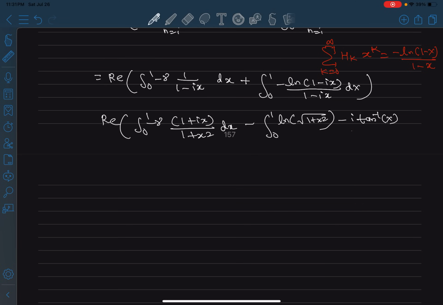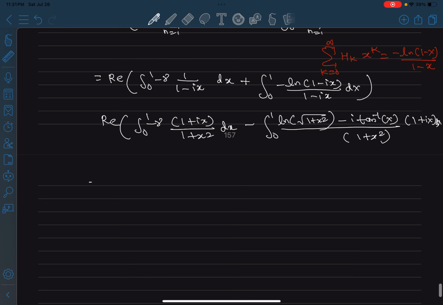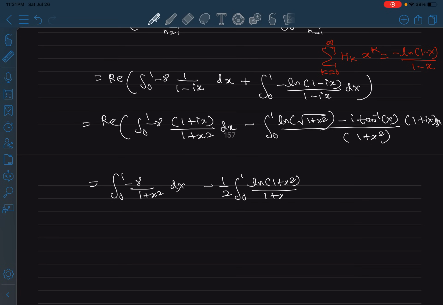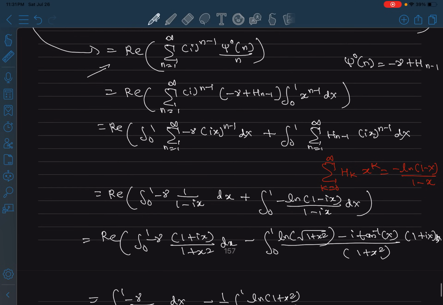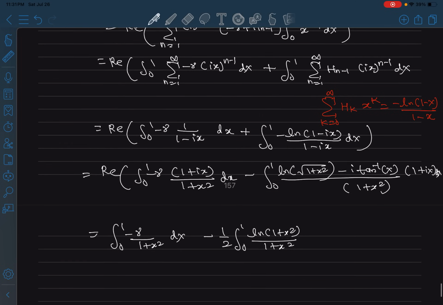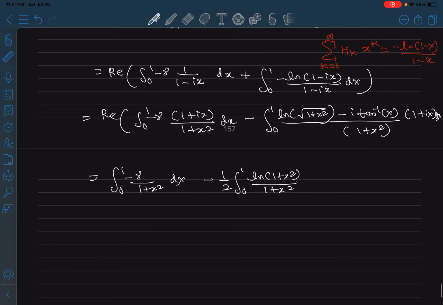And now this 1 minus ix, I will write it as 1 plus x square and then 1 plus ix dx. Okay. Now we'll just take the real part, and this becomes an integral from 0 to 1 minus gamma by 1 plus x square dx. The next term is purely imaginary. And now again, there's this minus sign. So I can write this as minus half integral from 0 to 1 ln of 1 plus x square by 1 plus x square. Let me just confirm if there's any sign error, I guess no. Yeah, I think there isn't.